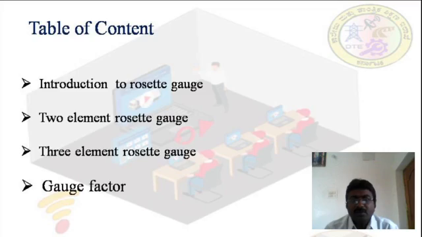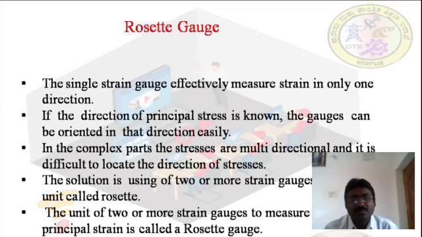Coming to the first topic, that is introduction to Rosette gauge. We know that the strain gauge is used for measuring the strain. The single strain gauge effectively measures the strain in only one direction. If the direction of principal stress is known, the gauges can be oriented and positioned in that direction easily.